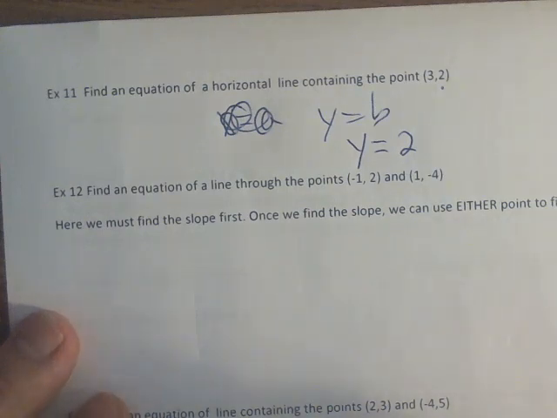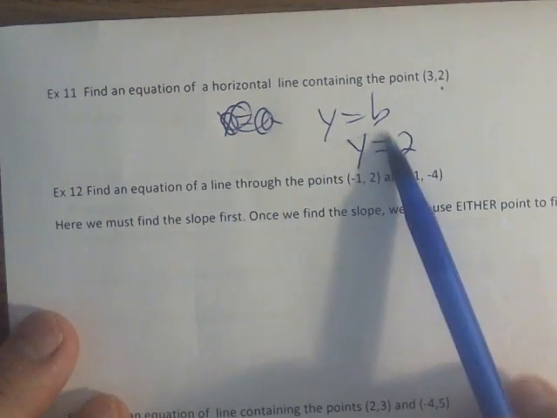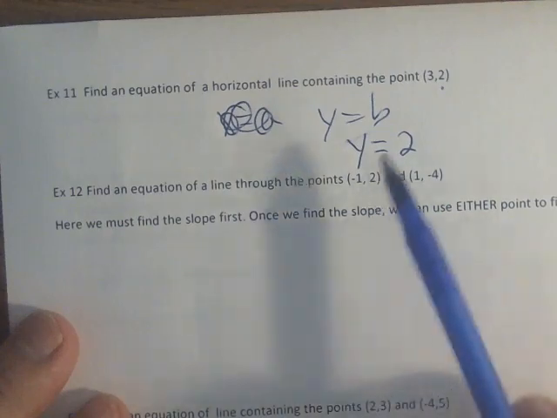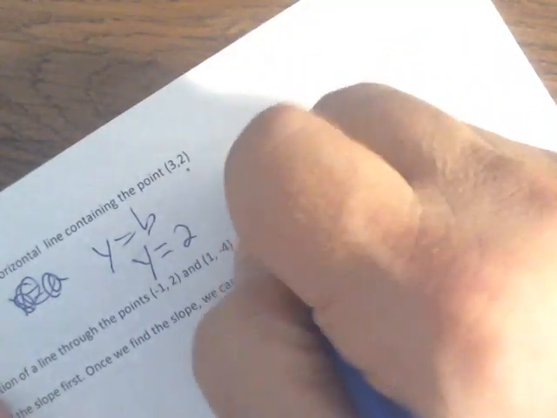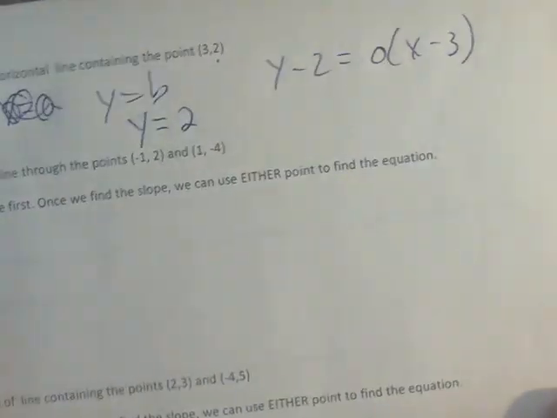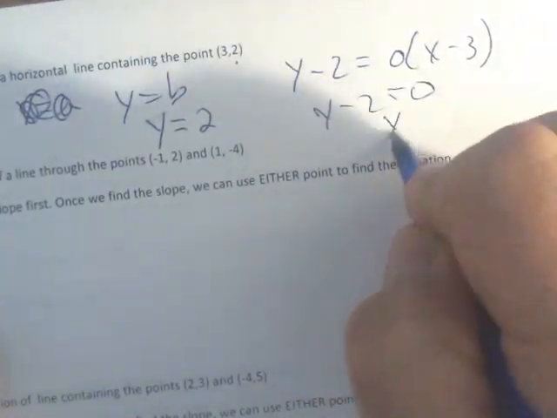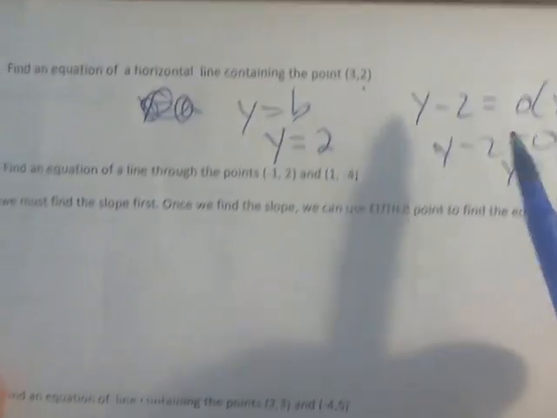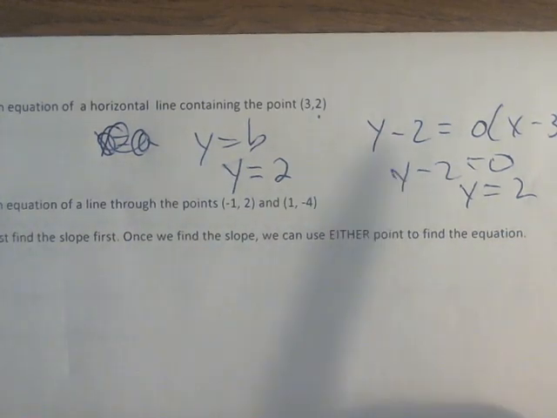Now, you could use the point-slope form knowing your slope is 0, but this is a little bit less time. But if you want to go through the point-slope form, it would look something like this. Y minus 2 is 0 times x minus 3. 0 times anything is 0, so I add 2 to get y is 2. So either way, you're fine. Now, if it's a vertical line, you can't use this formula. You got to just know it's x equals.